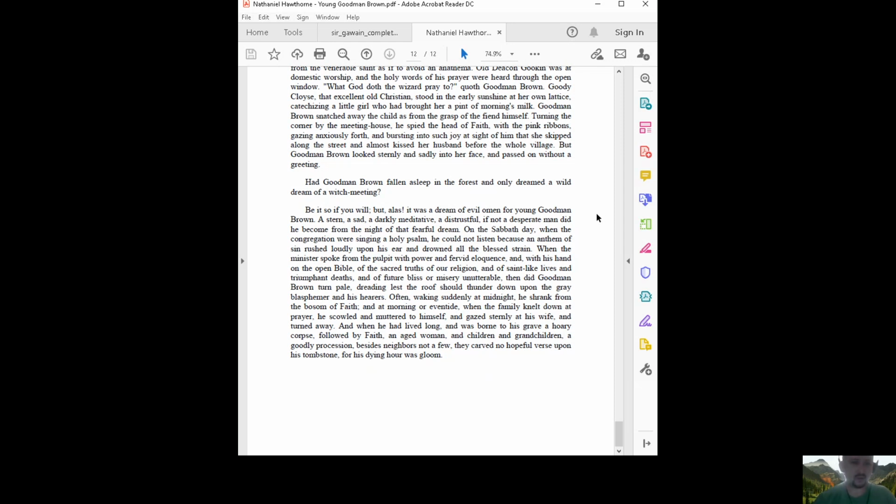Notice here Goodman Brown's journey, literal journey and journey of faith. All he had to do was give into temptation that one night, follow Satan that one night, and boom, there's the rest of his life. It's just no coming back, apparently. You sign your name and boom, you're done. So it's an interesting concept from the Puritans there. Not so much how you live your entire life, but going into the woods and signing Satan's book. So, yeah.